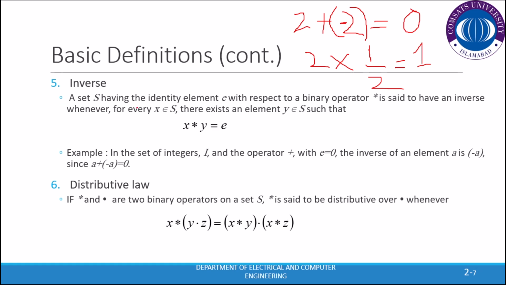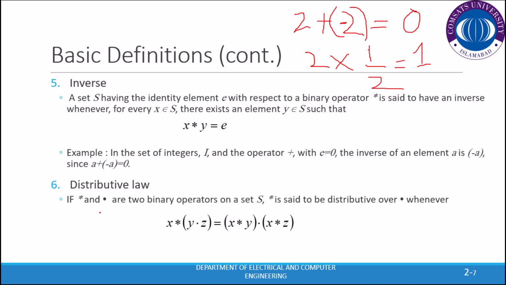A set S having the identity element E, and it's important that E should belong to set S with respect to a binary operator *, is said to have an inverse whenever for every X belonging to S, there exists an element Y belonging to S. Both of them, X and Y, should belong to S. And when we apply this operator *, whatever it is, it should give us the identity element again. And we can see examples here.